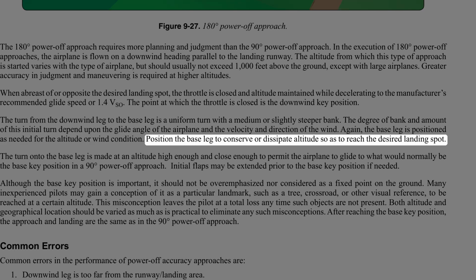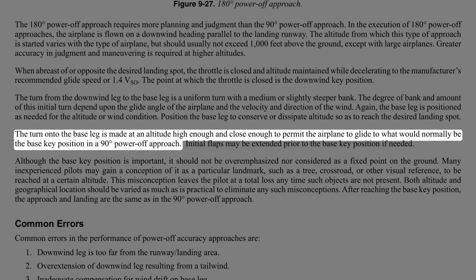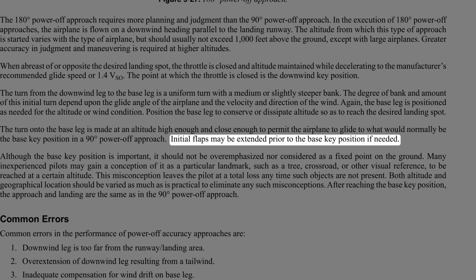Position the base leg to conserve or dissipate altitude so as to reach the desired landing spot. The turn onto the base leg is made at an altitude high enough and close enough to permit the airplane to glide to what would normally be the base key position in a 90 degrees power-off approach. Initial flaps may be extended prior to the base key position if needed.